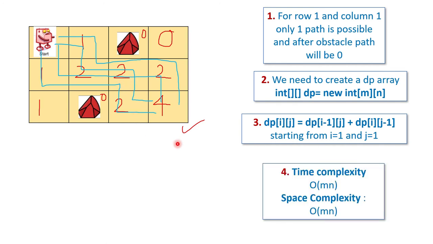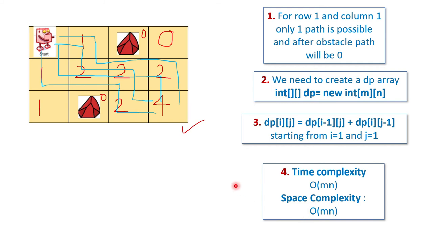Time complexity wise, what will be the time complexity? As we are traversing row, and for each row we are traversing all the columns, so we are using actually two for loops, right? So that will be time complexity wise O of m into n. And space complexity, as we are maintaining a DP array, that will take O of m n space.